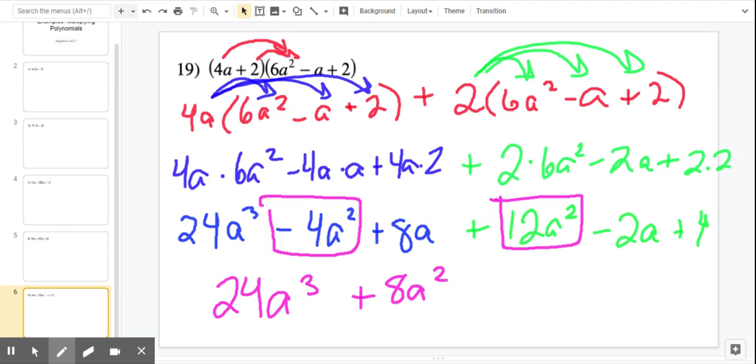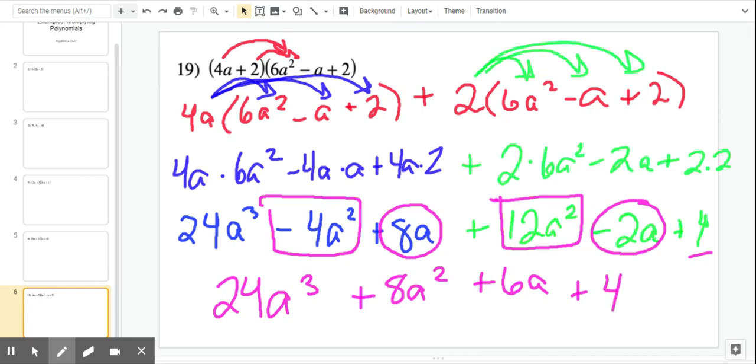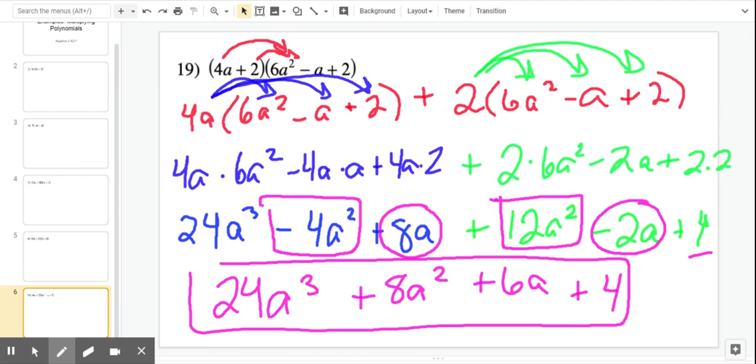Okay, so then let's look at our a's. So I have plus 8a minus 2a. So that's plus 6a. And then finally, we just have this plus 4. And none of those are like terms now. So that's all we have.